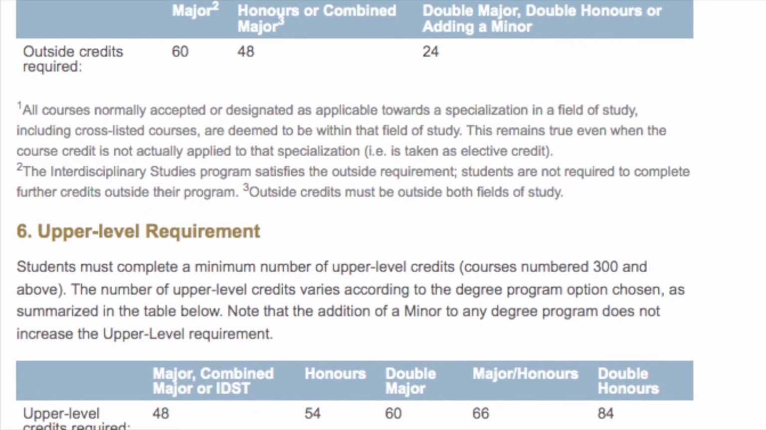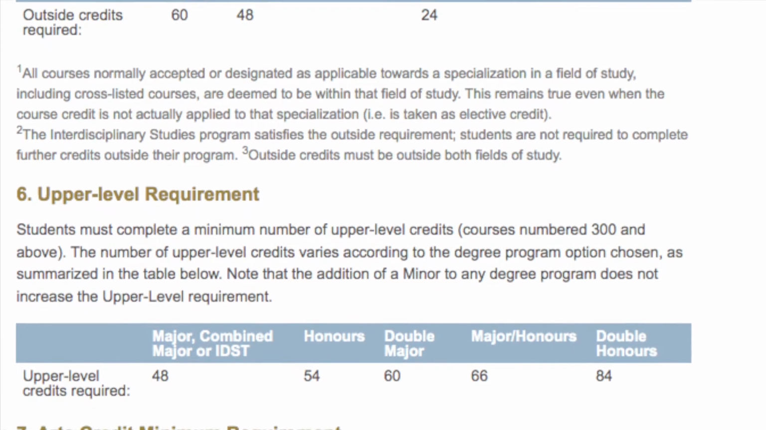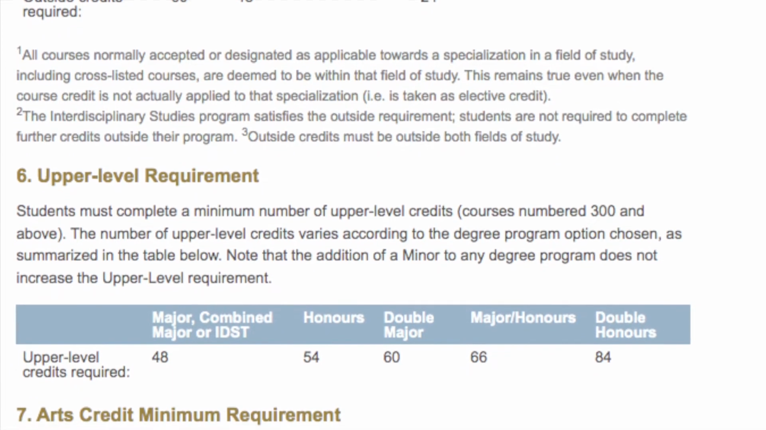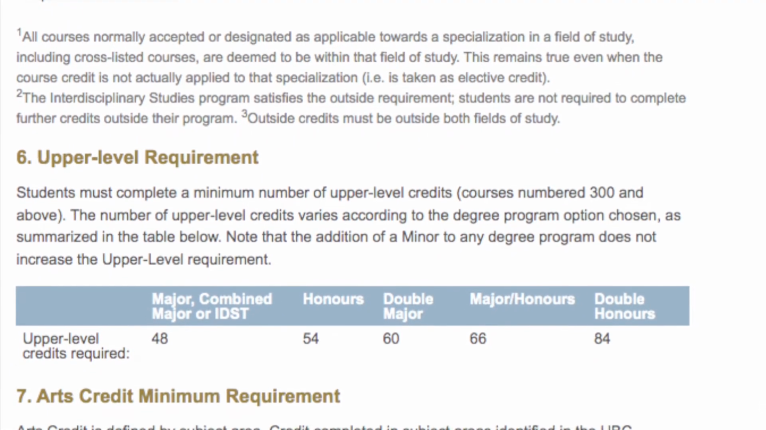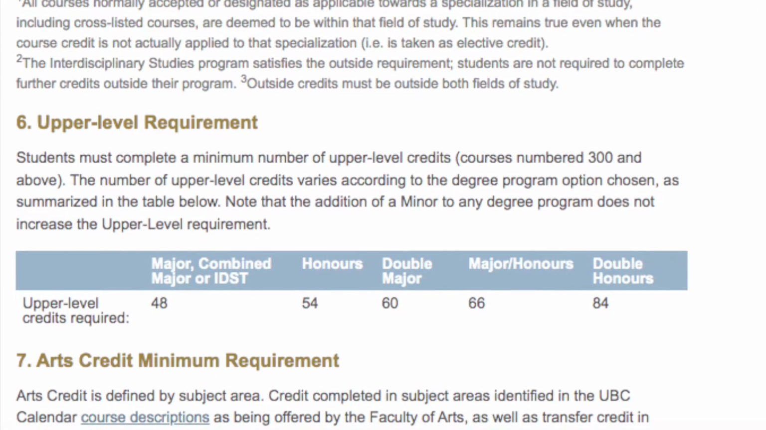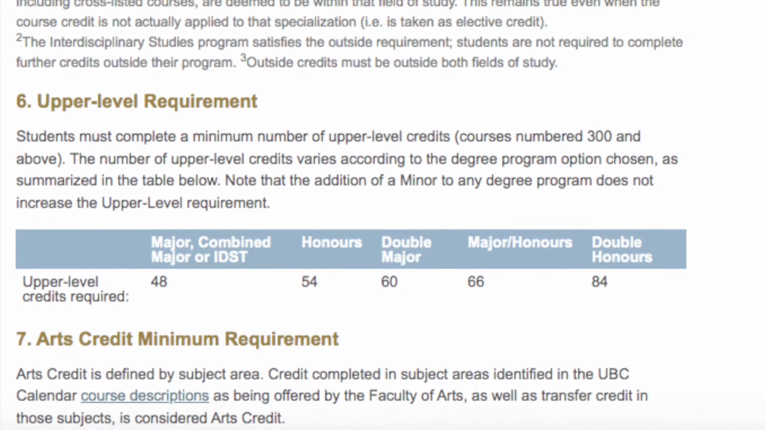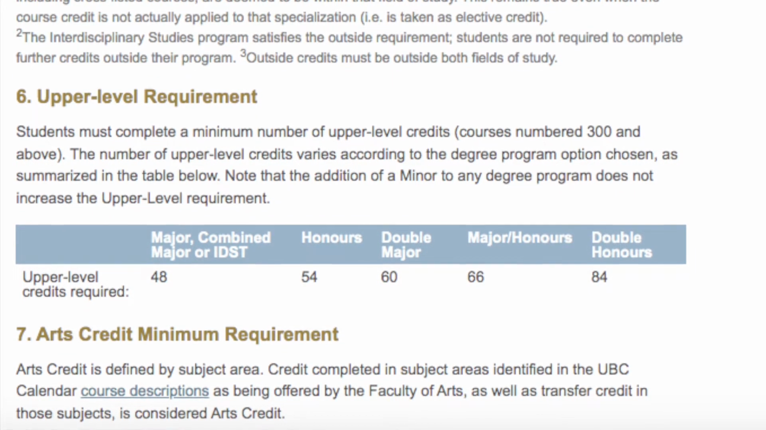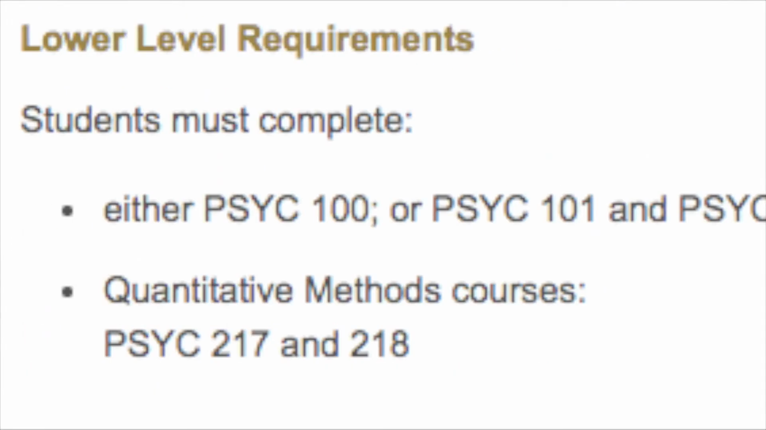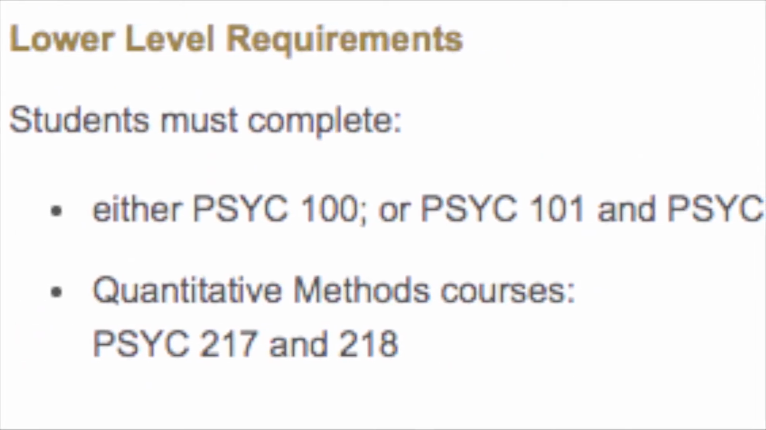For upper level requirements, it means you just have to take classes that are 300 and above, and making sure that you have enough of them to show that you were able to advance in your courses. And for the arts minimum, it means that you have to have certain courses that are a part of the arts curriculum, a lot of which are covered by your required courses. Now let's really get into what's exciting, which is planning your specific courses.